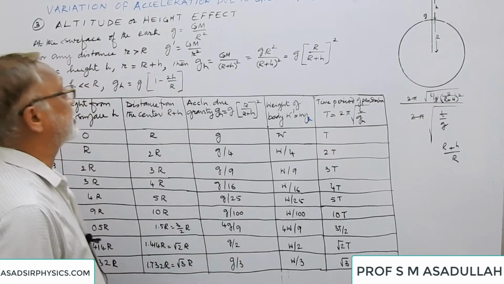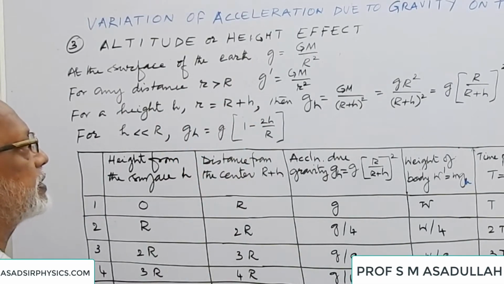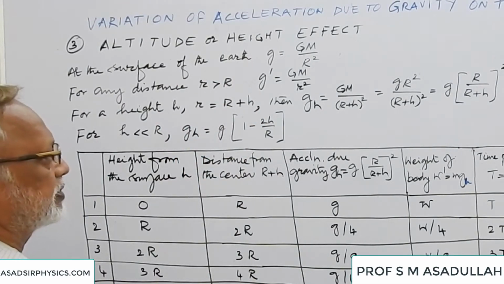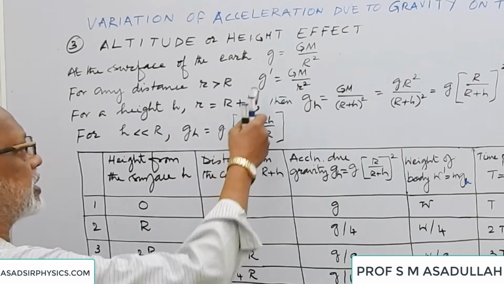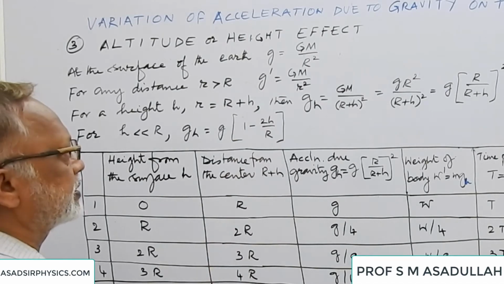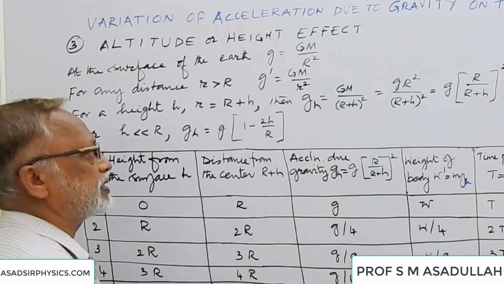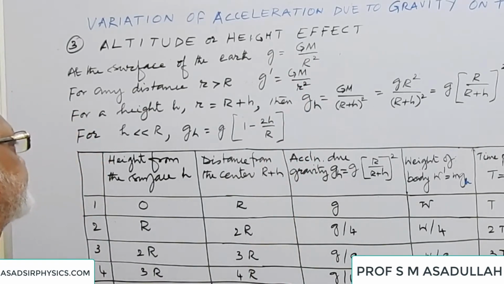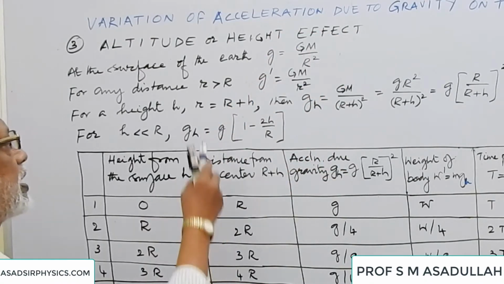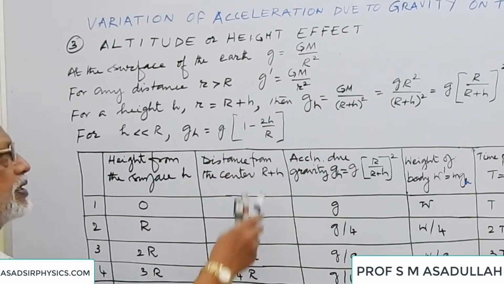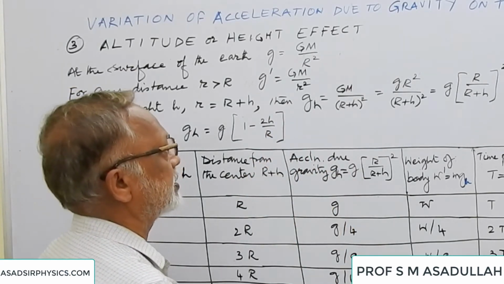On the surface of the earth, the acceleration due to gravity g equals GM by R square. For any distance r greater than capital R, the acceleration due to gravity g dash is given as GM by r square, where this r is the distance from the center of the earth. For a height h above the surface of the earth, small r is equal to R plus h. Then gh is equal to GM by (R plus h) whole square.